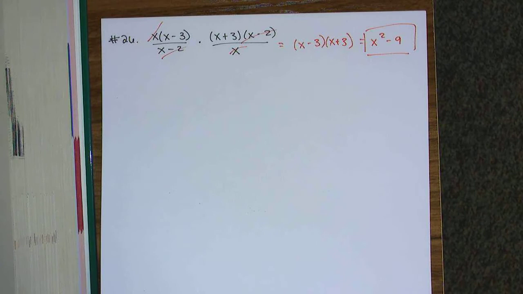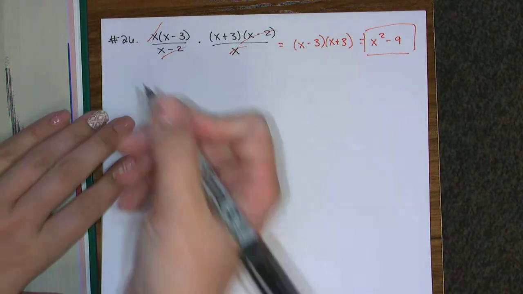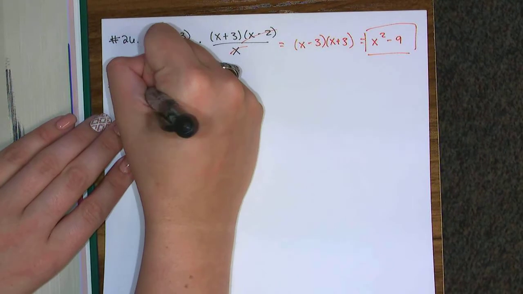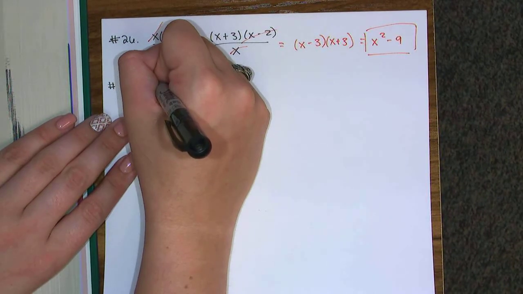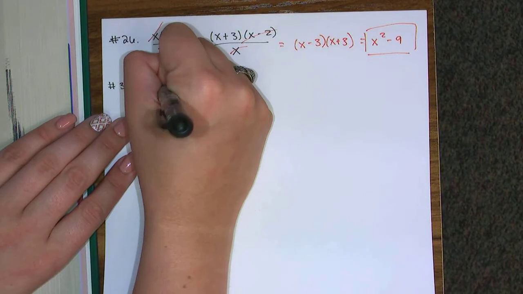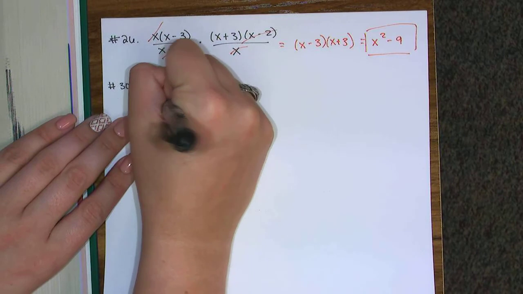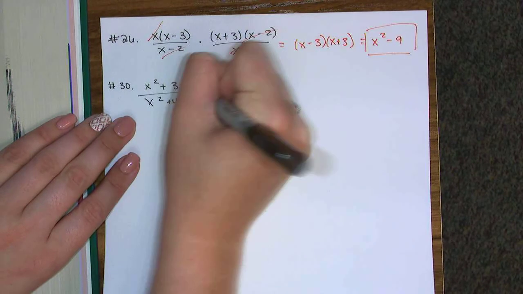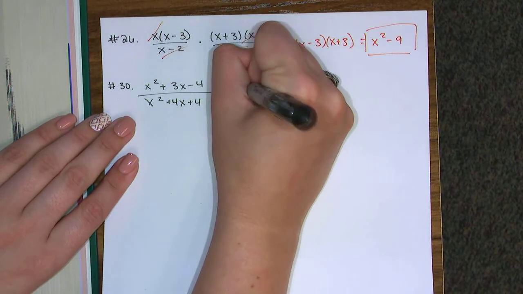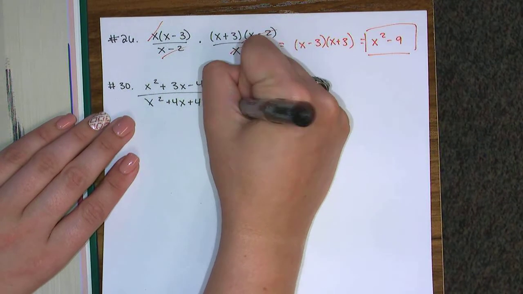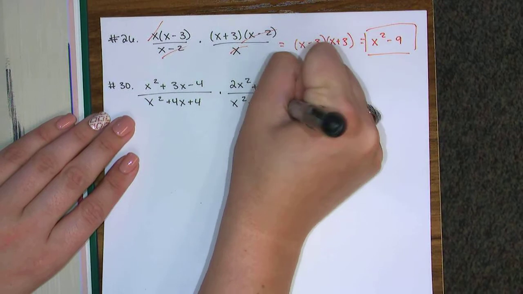Let's look at one that's a little harder. Let's look at 30. And then we'll move on to dividing. All right, so x squared plus 3x minus 4 over x squared plus 4x plus 4 times 2x squared plus 4x over x squared minus 4x plus 3.